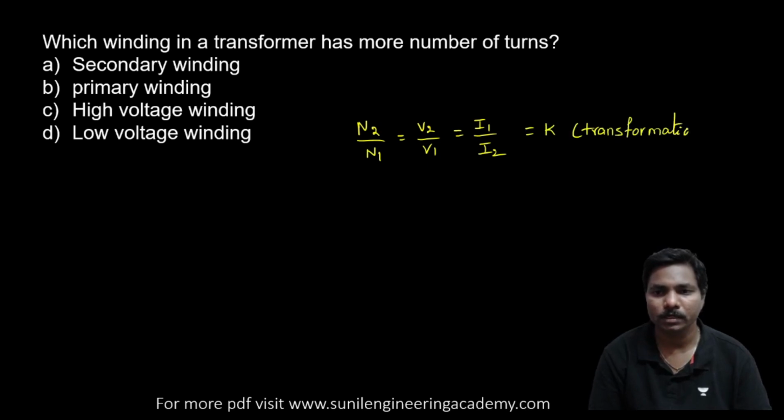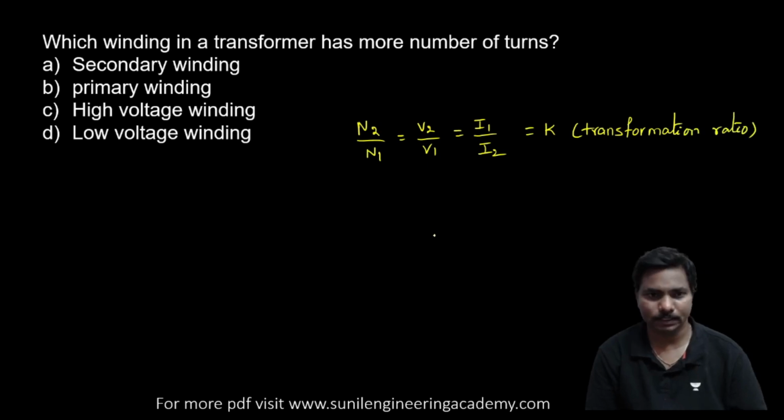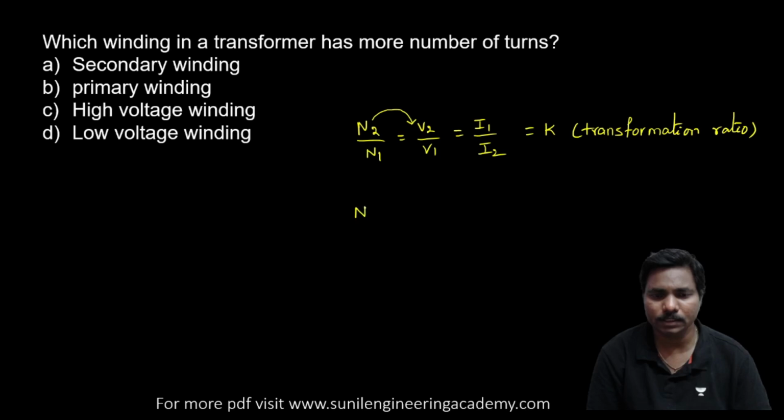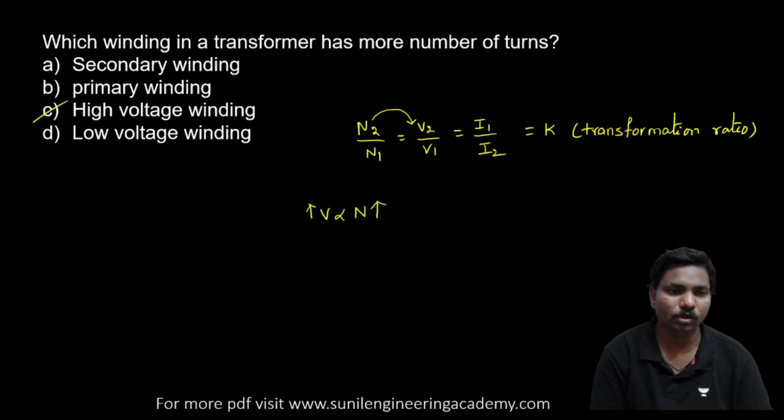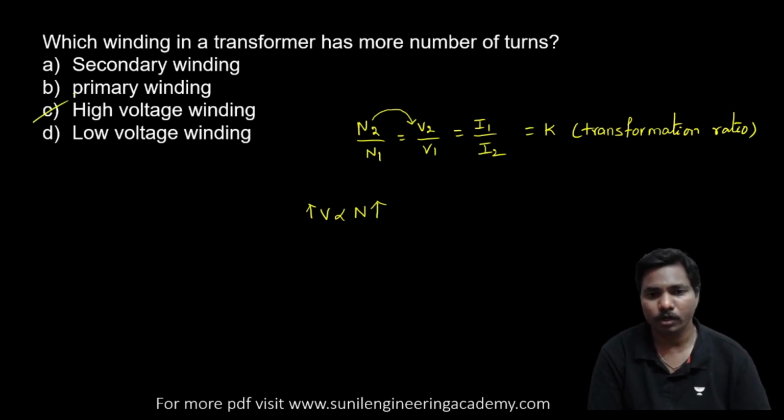Transformation ratio, you can also call it as K. Which winding has more number of turns? The winding which has high voltage has more number of turns. So number of turns is proportional to voltage, or voltage is proportional to number of turns. Higher the voltage, higher number of turns required. So the high voltage winding has more number of turns.